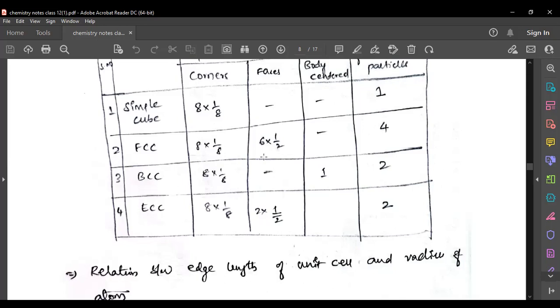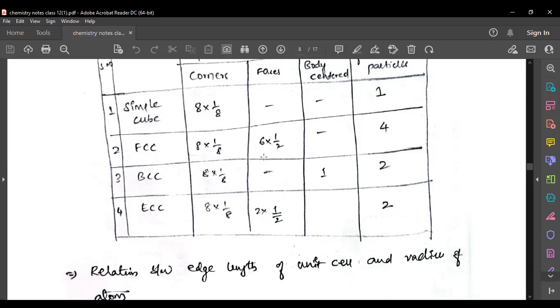The next one is the BCC. So in the case of BCC, what is there? 8 atoms will be there at the corners and each one will contribute only 1/8. There is no face center at all, so there is no contribution from the face center. But we have 1 atom at the body center, which completely belongs to 1 unit cell. So 1 atom from the corners and 1 atom from the body center combined give a total effective number of atoms in 1 BCC unit cell of 2. So Z value is equal to 2 in the case of BCC.